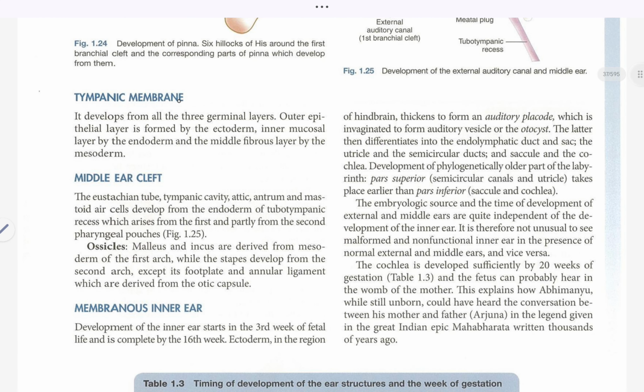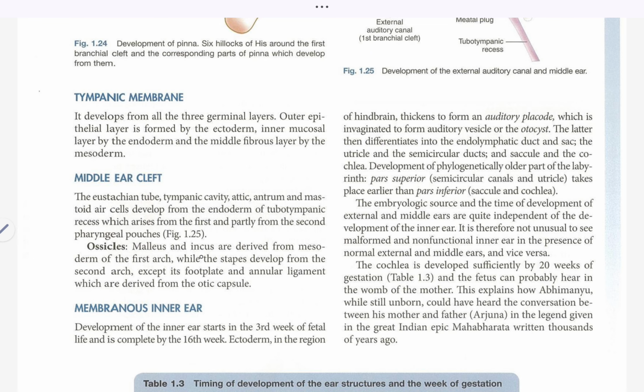The tympanic membrane. It develops from all the three germinal cell layers. Outer epithelial layer is formed by the ectoderm, inner mucosal layer by the endoderm, and the middle fibrous layer by the mesoderm. Middle ear cleft. The eustachian tube, tympanic cavity, attic, antrum, and mastoid cells develop from the endoderm of tubotympanic recess, which arises from the first and partly from the second pharyngeal pouches.